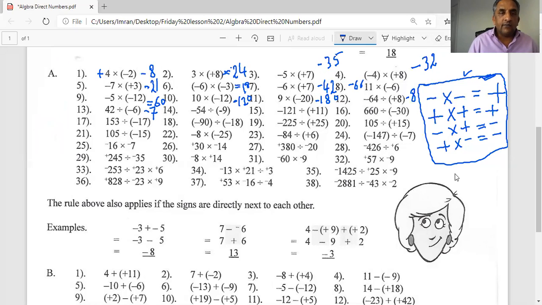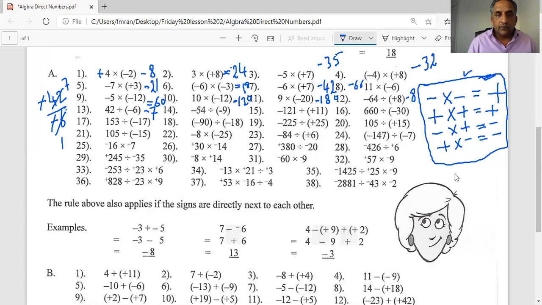If they both are minus, then we can cancel them. For example, what I'm trying to say is, if we imagine we had minus 42 divided by minus 6, we can cancel the minus and minus, and we can divide 42 by 6. It will be 7, right?